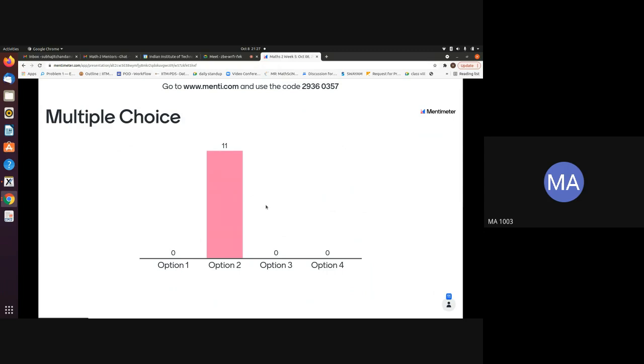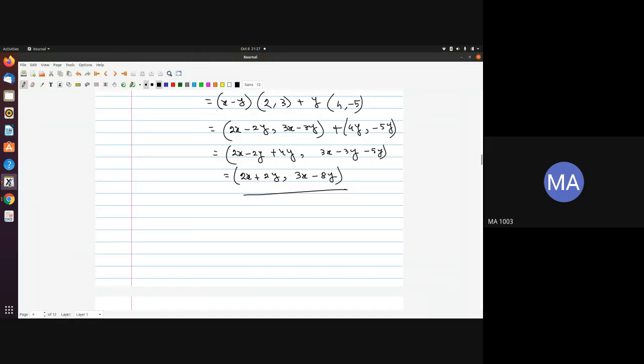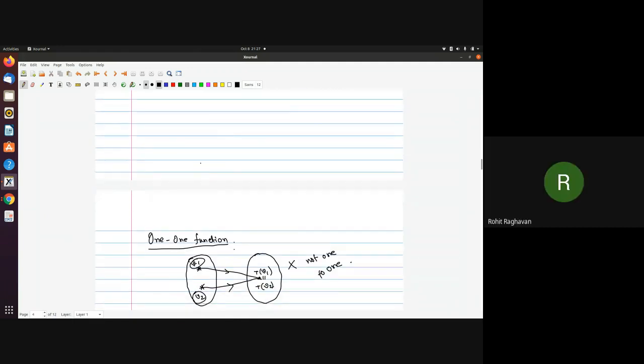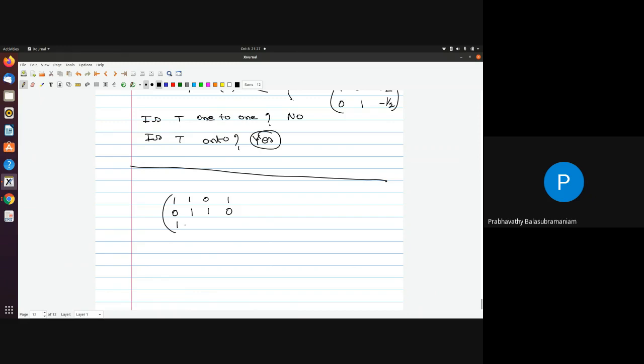Okay, so all of you are giving option 2. So how are we doing this? Can someone just summarize it? What is the coefficient matrix? 1 1 0 1, 1 1 1 0 1, 0 0 0 1 1 0 0 1 1 0 and 1 0 minus 1 minus 1. This was my coefficient matrix.